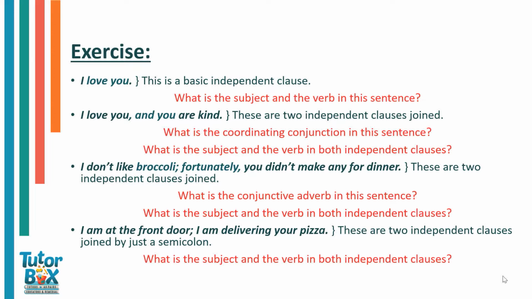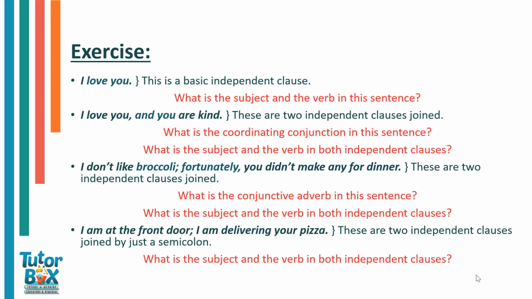This word is a conjunctive adverb in the sentence. This is just an easy tip where you can quickly identify what the conjunctive adverb is in the sentence. It's really helpful because there are a lot of conjunctive adverbs and it's unlikely, or really unhelpful, to memorize them off by heart. So the subject and the verb in the first independent clause of the third example: I is the subject, and don't like would be the verb. In the second independent clause, which is you didn't make any for dinner, the subject would be you, and didn't make would be the verb.